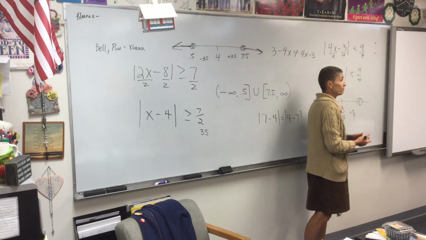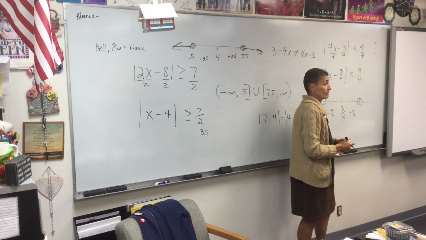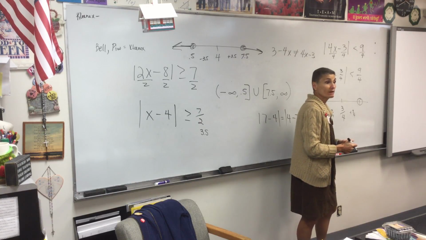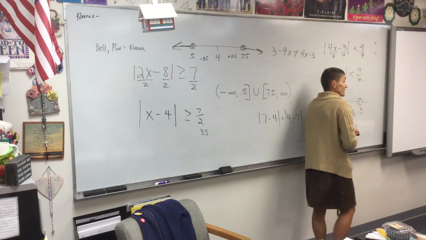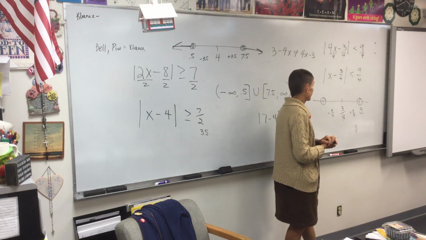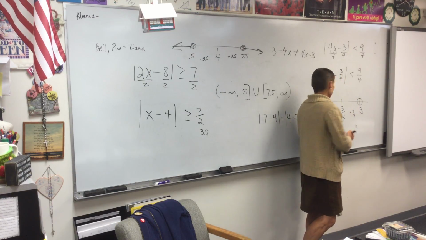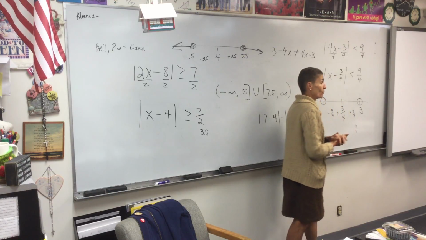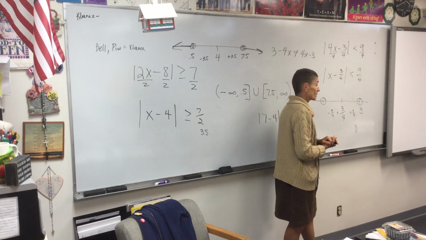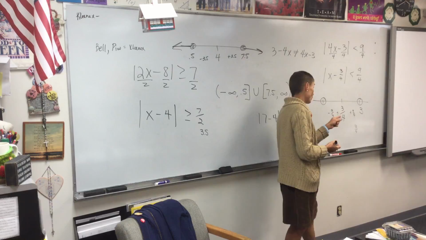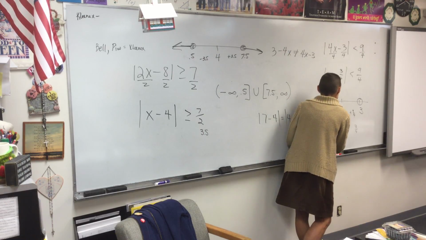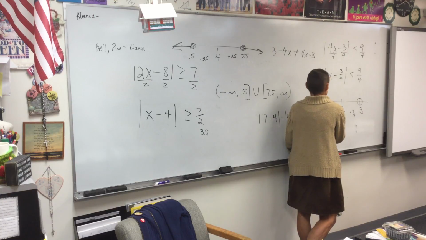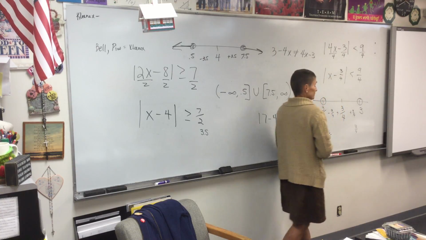3/4 plus 9/4 is 12/4, and 12/4 is 3. Negative 9/4 plus 3/4 would be, or 3/4 minus 9/4 would be negative 6/4, which is negative 3/2.